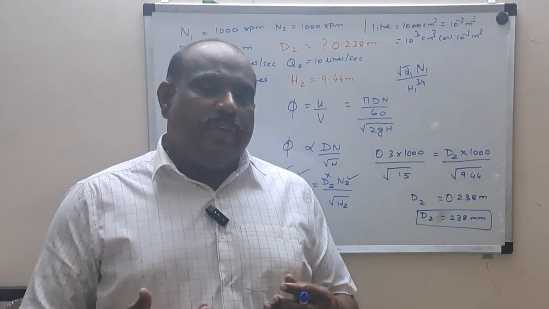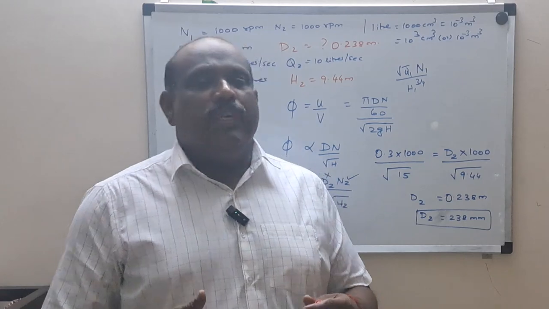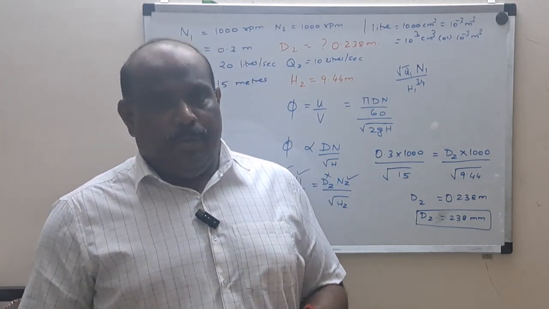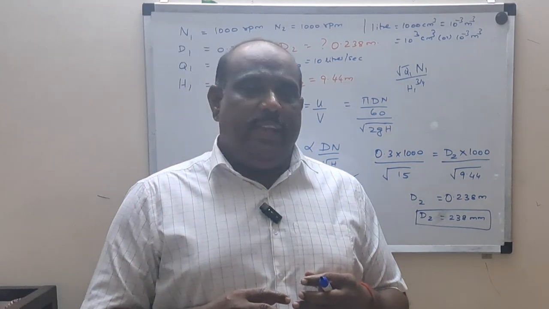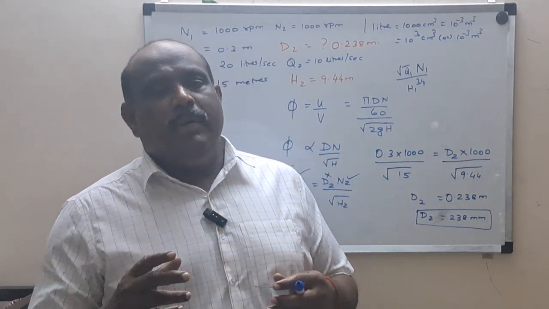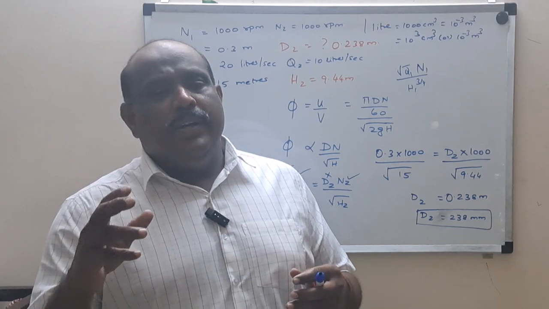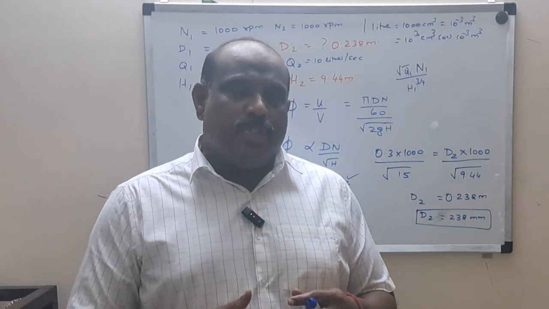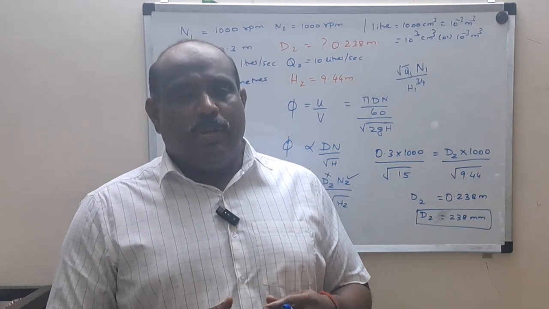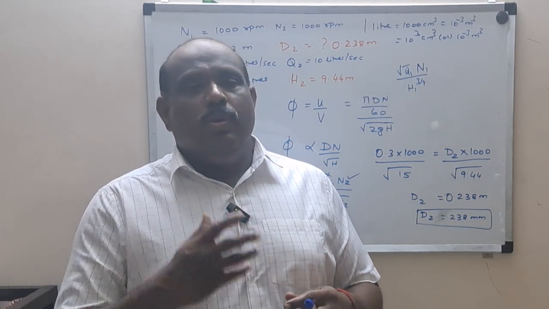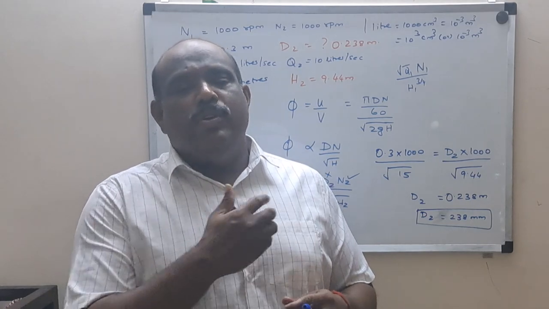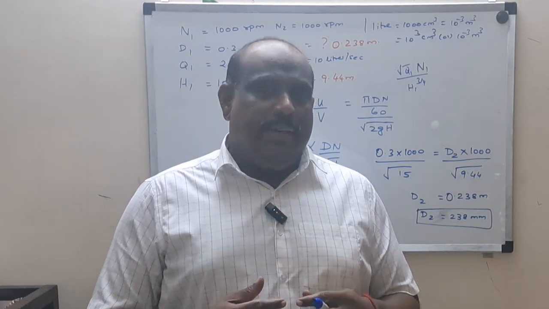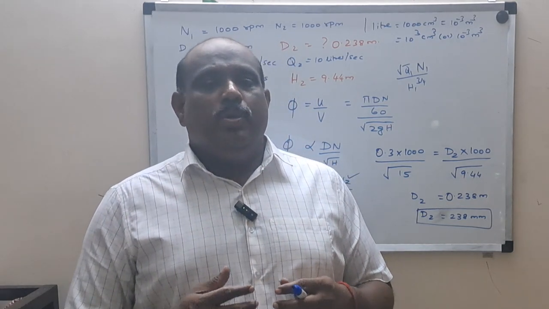Once we found the value of H2, now it's our responsibility to find D2. So try to come up with some equation which will have D1 and D2. So I made use of phi is nothing but U by V, which means phi will be directly proportional to D N by square root of H. So it will become D1 N1 by square root of H1 equal to D2 N2 by square root of H2. Here all are known, only unknown is D2. When you find the value, D2 comes out to be around 0.238 meters, which is 238 mm.